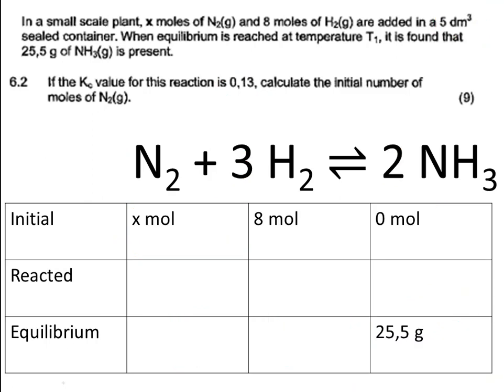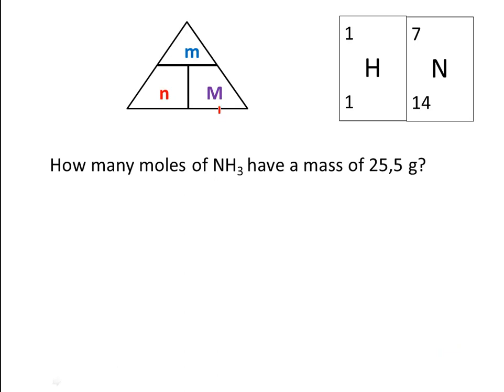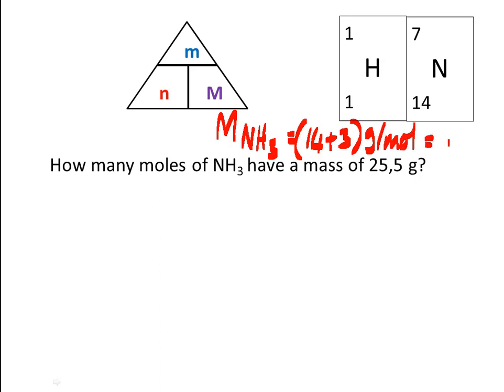Okay, so the first thing is, we know that we've got 25,5 grams of ammonia at equilibrium. To make our table consistent so that we can make some progress, let's convert that to the equivalent number of moles of ammonia. So of course we need to know the molar mass of ammonia in order to do that. We look at the periodic table. The molar mass of H is 1 and of N is 14. NH3 is therefore going to have a molar mass of 14 plus 3 grams per mole, which is 17 grams per mole.